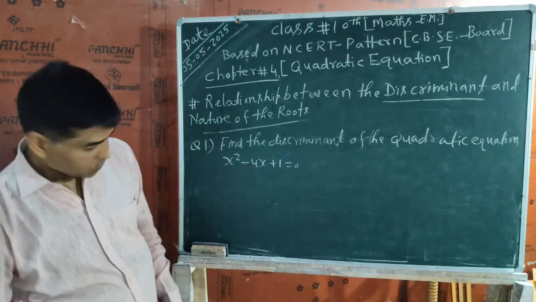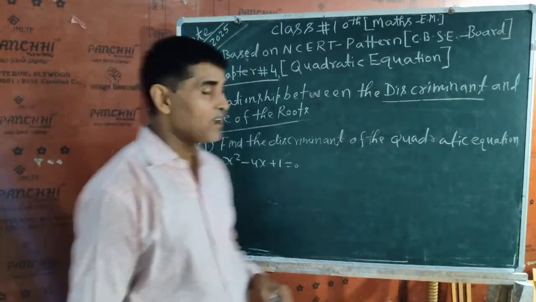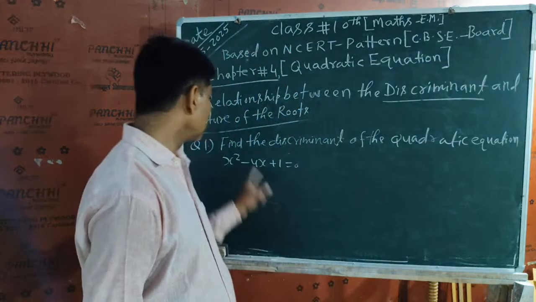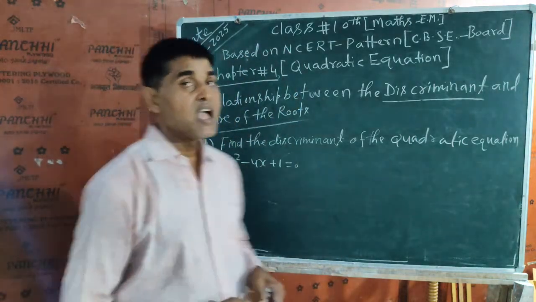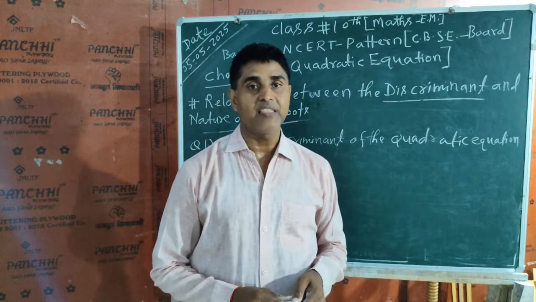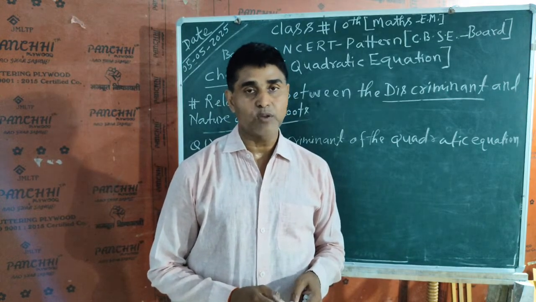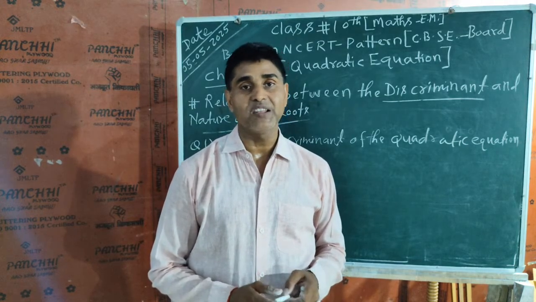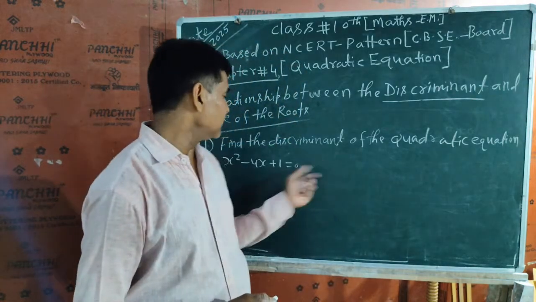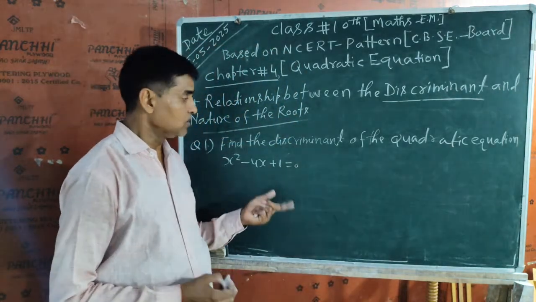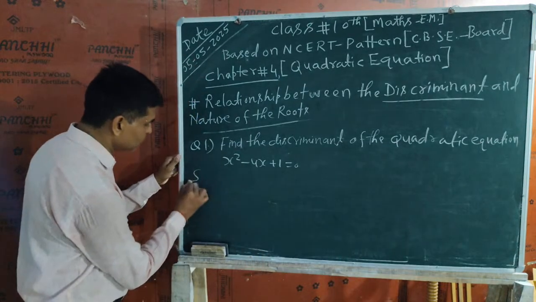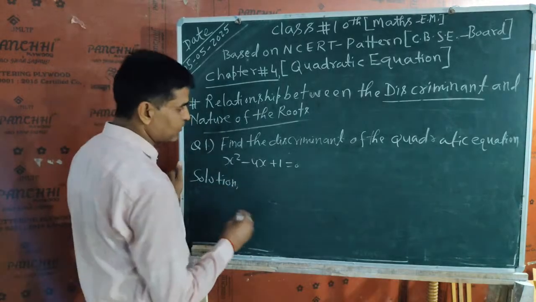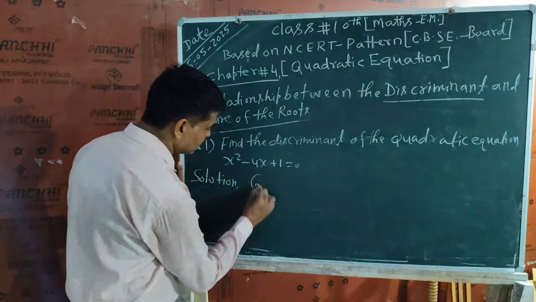Okay, students. So this is the quadratic equation, and I have to find the value of the discriminant of the given quadratic equation. First I will get the value of the discriminant, and if the nature of the roots is asked, I can also evaluate that. But here it only asks to find the discriminant. So here I will write the solution. That is very easy. I will write the general quadratic equation.